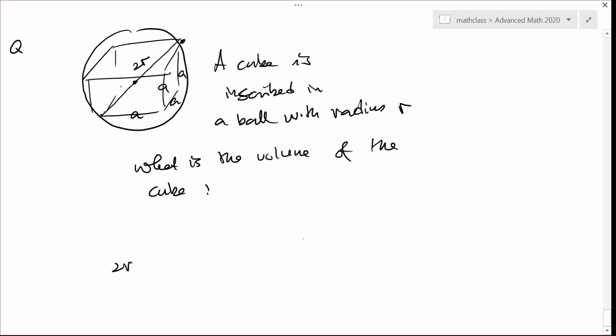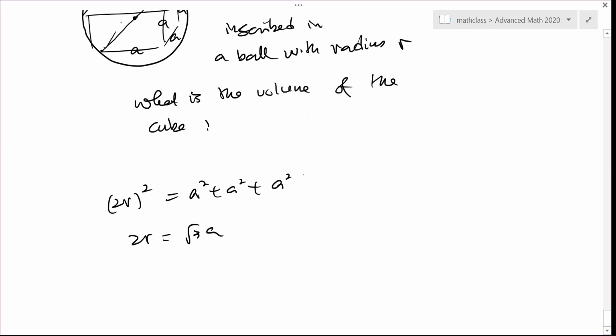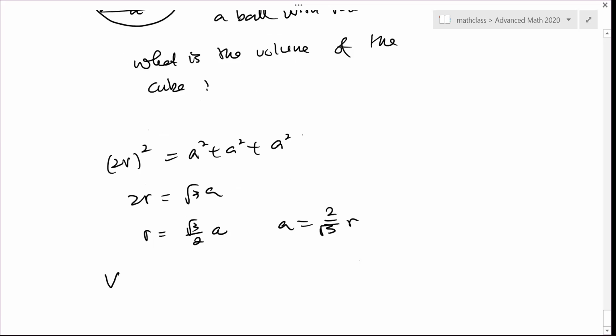So 2r squared equals a squared plus a squared plus a squared. So actually 2r is going to be square root of 3 a. We know that the length of the diagonal of the cube is going to be square root 3 times a. So r is going to be square root 3 over 2 a, or a is going to be 2 over square root 3 r. So the volume of the cube is just a cubed. So all I have to do is just cube it.